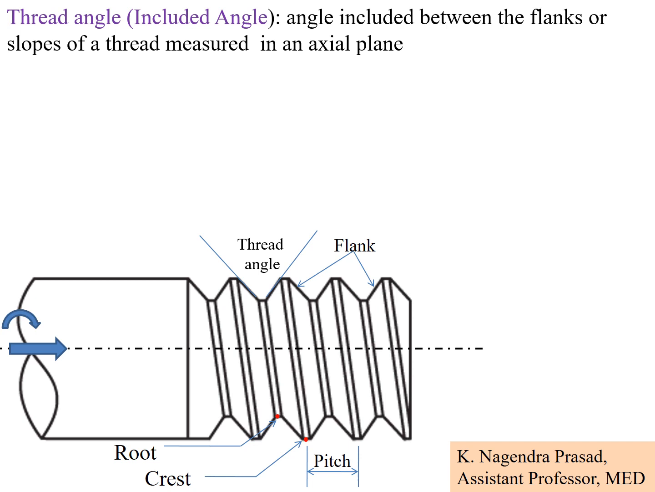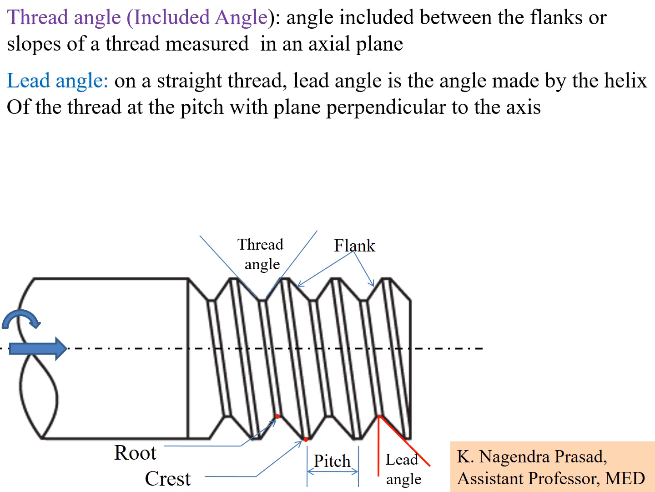The next one is the thread angle. Thread angle is the angle included between the flanks or slope of a thread, measured in an axial plane. The next one is the lead angle. On a straight thread, lead angle is the angle made by the helix of the thread at the pitch diameter with a plane perpendicular to the axis.